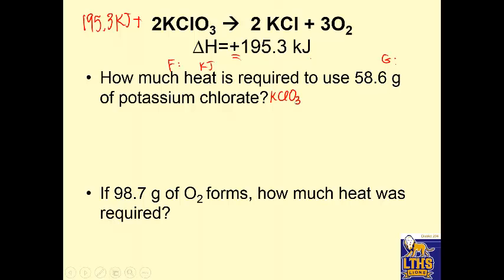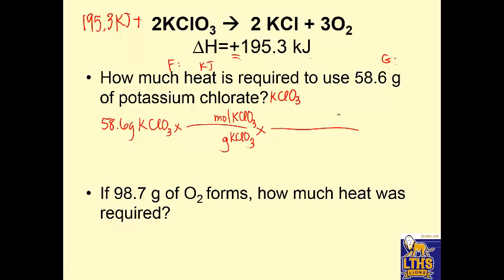Okay, so again, the only time we can use this balanced equation is if we're in moles. So we have to take that 58.6 grams of KClO3 and change it into moles. If it's not in moles, you can't use the balanced equation. All right, once it is in moles, what are we trying to find? Well, we're trying to change KClO3 into heat. So I have to get rid of the KClO3, potassium chlorate, and change it into kilojoules.